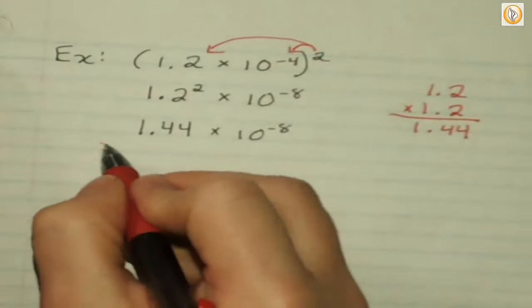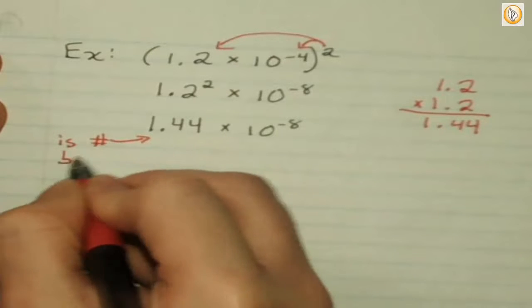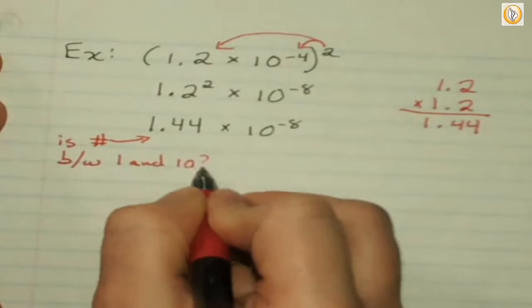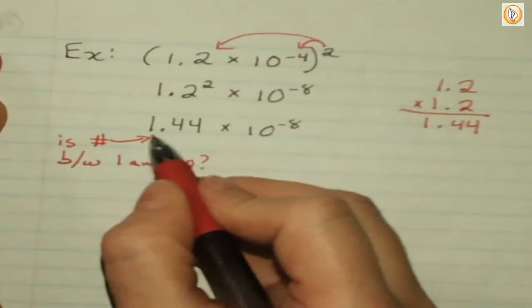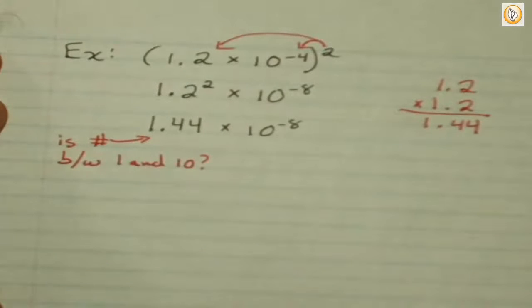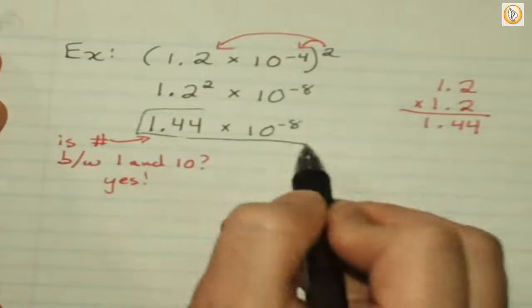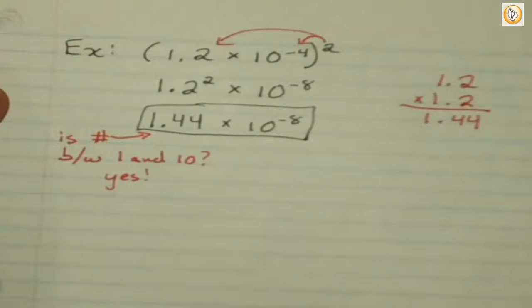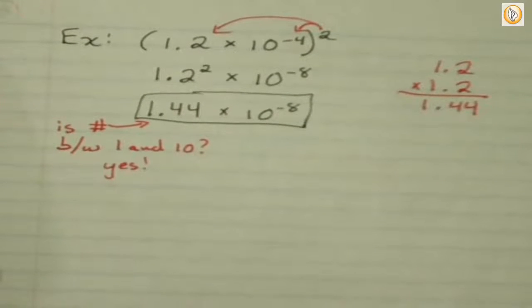Question. Is this number, Cecilia, between 1 and 10? She's correct. 1, and whatever the decimal is between 1 and 10. So, you're done. There's your answer. Not too bad, right? I think I like this better than the other stuff.